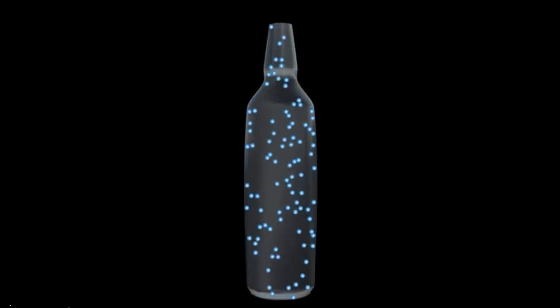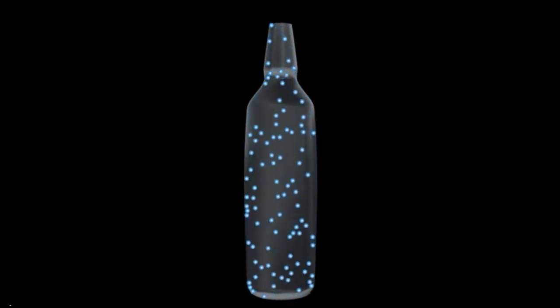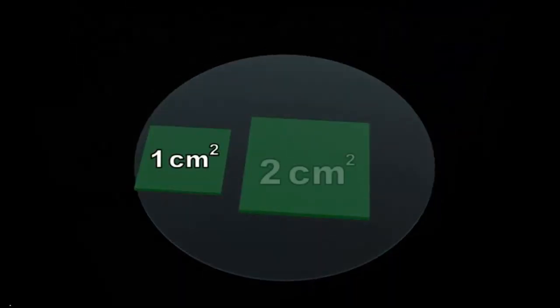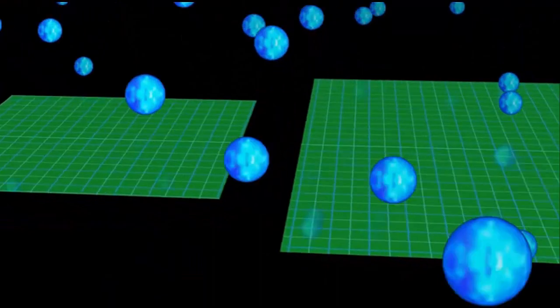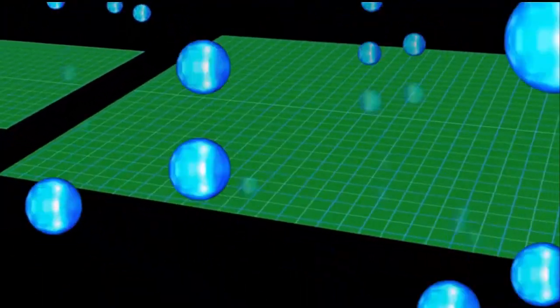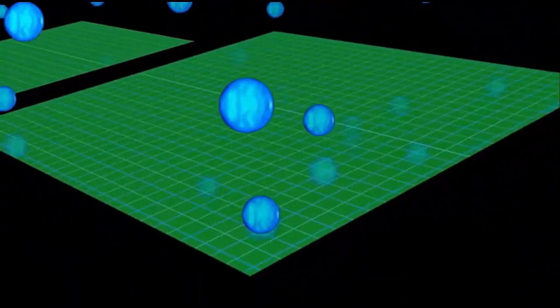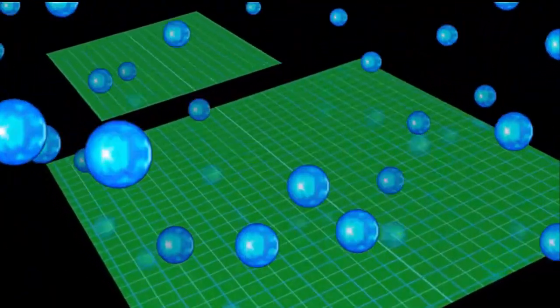Okay, so here's a bottle of gas, basically molecules bouncing around. And if we focus on the bottom of the bottle, and specifically two areas, a 1 centimeter squared area and a 2 centimeter squared area, the bouncing of the gas molecules causes an average force over time on each surface. So is the force bigger on the smaller surface or the bigger surface?